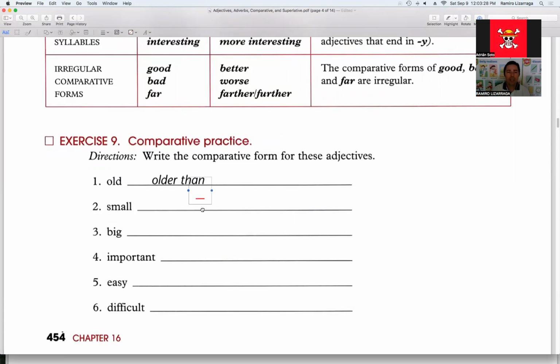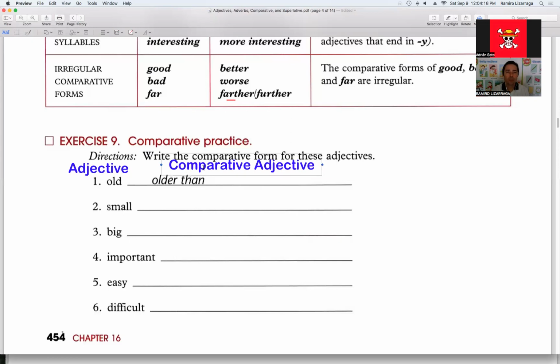Entonces ven que aquí en esta tarea, tenemos aquí the adjective, el adjetivo, primero en la primera columna, y en la segunda tenemos lo que es el comparative adjectives.